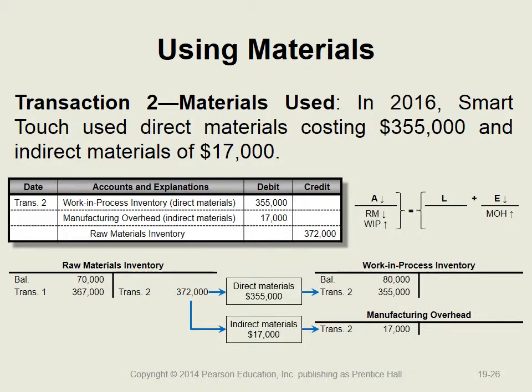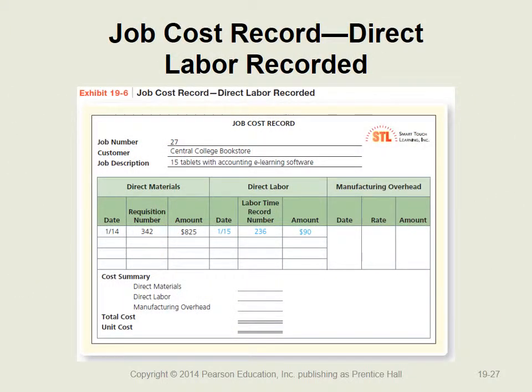Manufacturing overhead is a temporary account used to accumulate indirect production costs during the accounting period. Because it is a temporary account, it is classified as an equity account. We will show how manufacturing overhead is adjusted later in this presentation. Now that we know how to record the purchase and use of materials, we will take a look at how labor is recorded in a job order costing system.